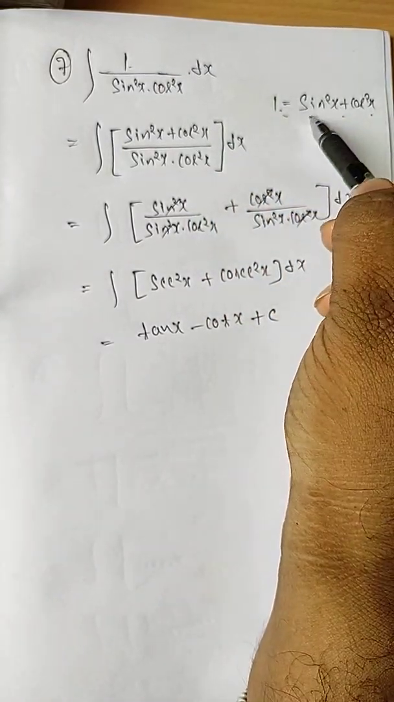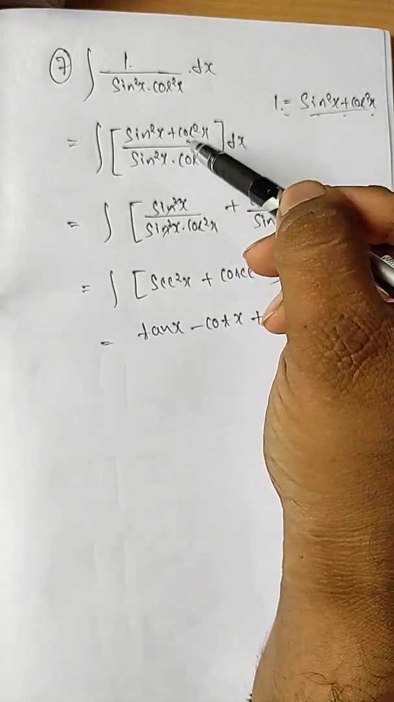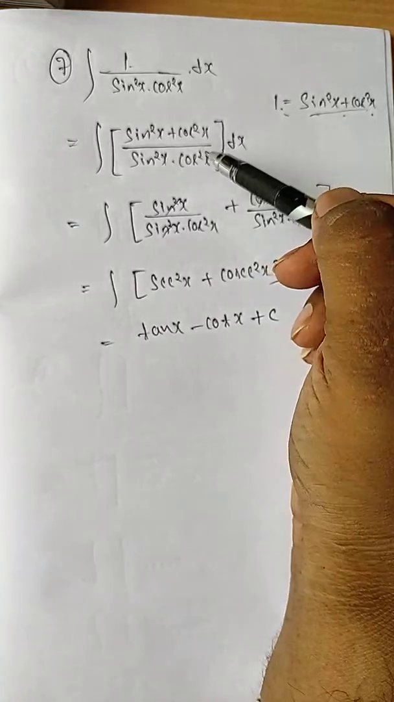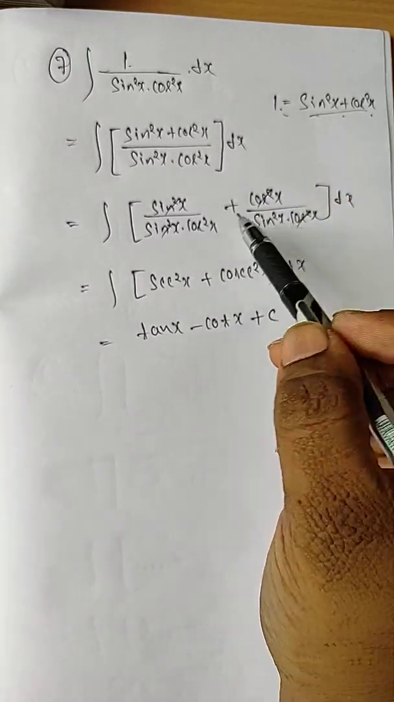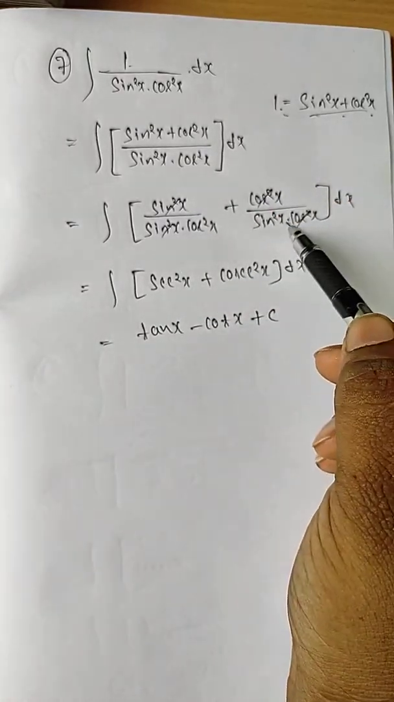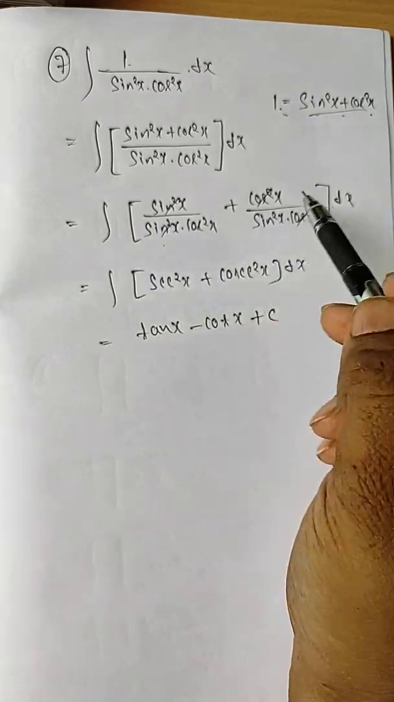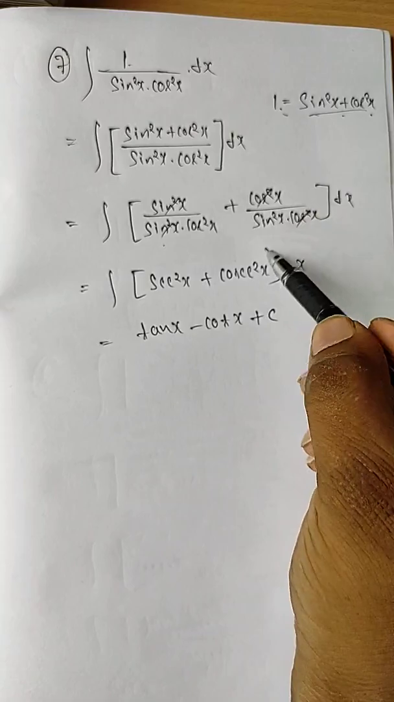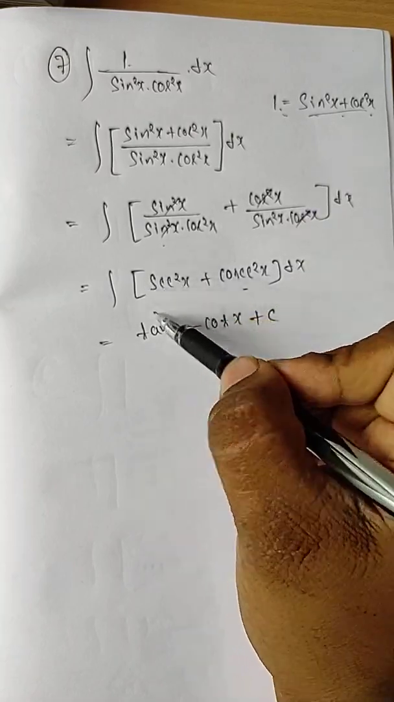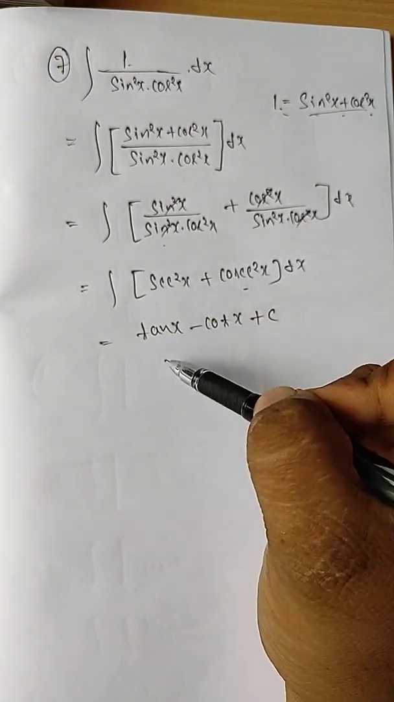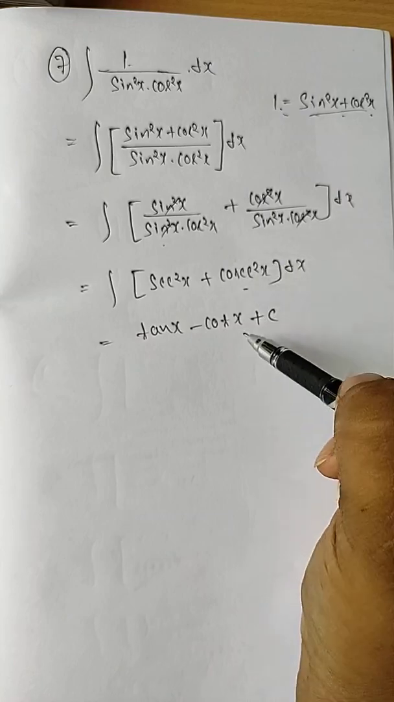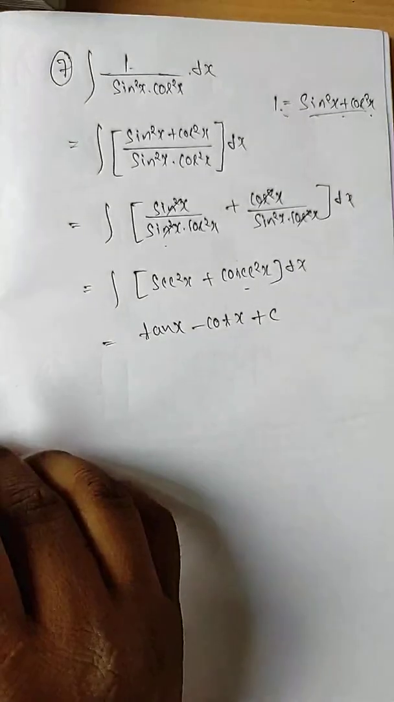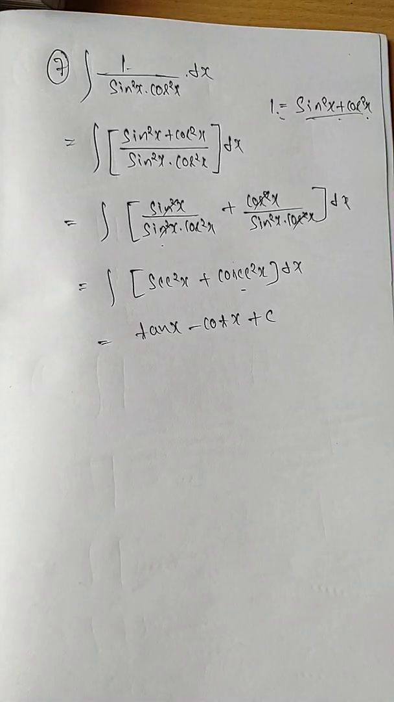plus cos square x, using the identity sin square x plus cos square x. Since the numerator and denominator have the same function, divide the denominator into individual terms. So sin square x cancels, cos square x cancels. 1 by cos square x is secant square x, 1 by sin square x is cosecant square x. We know the integration of secant square x is tan x. The integration of cosecant square x is minus cot x plus c. Is it clear? Now we will go for the next problem.